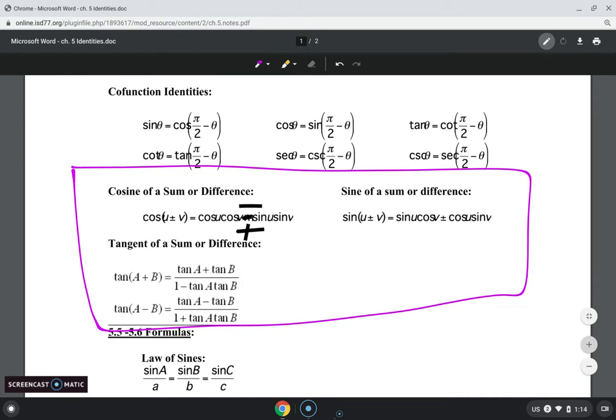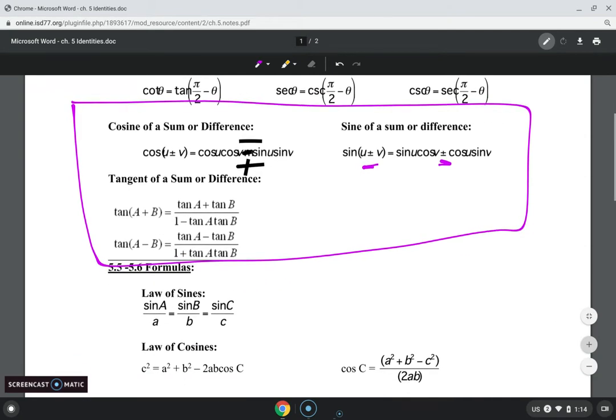The cosine of u plus or minus v equals cosine u cosine v minus plus. That's what those minus plus, those big black ones right there represent. So you got to flip it. If you're going to add on the left, you got to subtract on the right and vice versa. Sine is the same. If you look there, it's plus minus, plus minus.